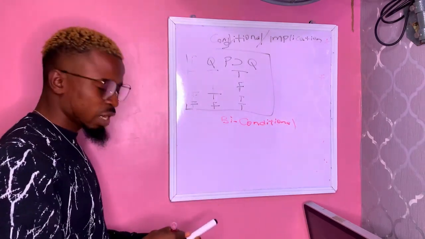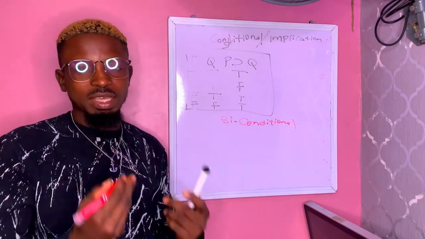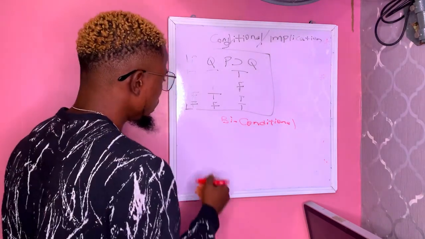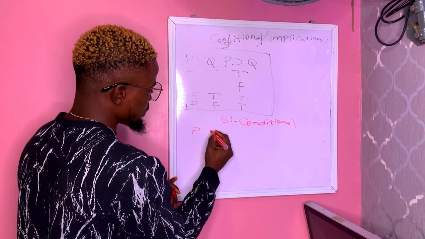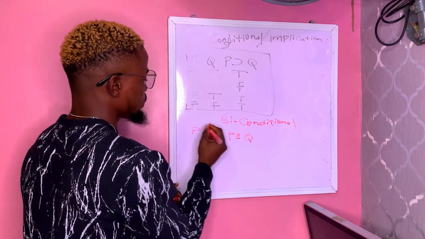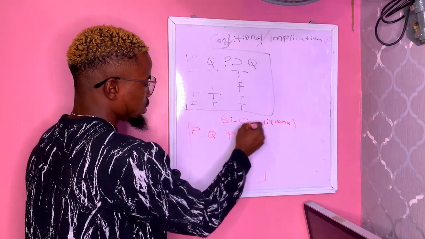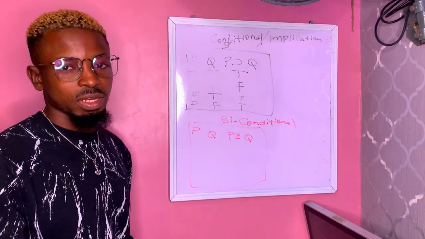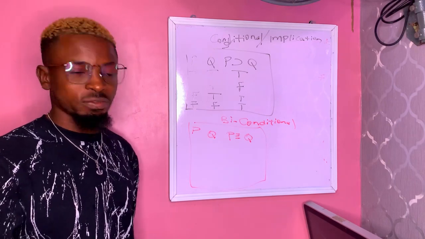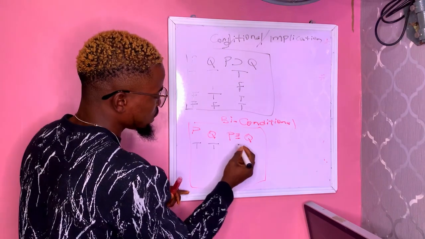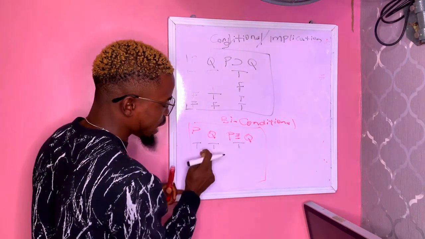A biconditional is only true when they have the same value, and it is only false when they don't have the same value. So P, Q, then P if and only if Q. It is only true when they have the same truth value, and it is only false when they have different values. Let's say the first one is true, the second one is true, then the biconditional statement is true. They have the same truth value.